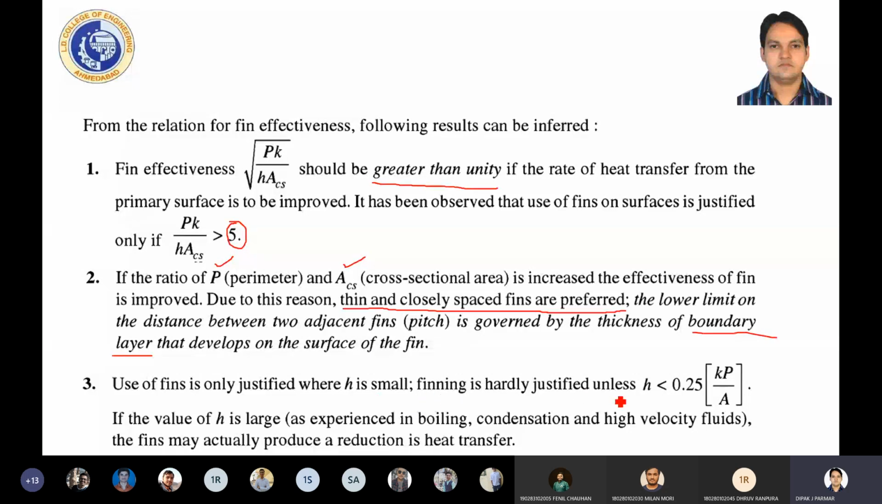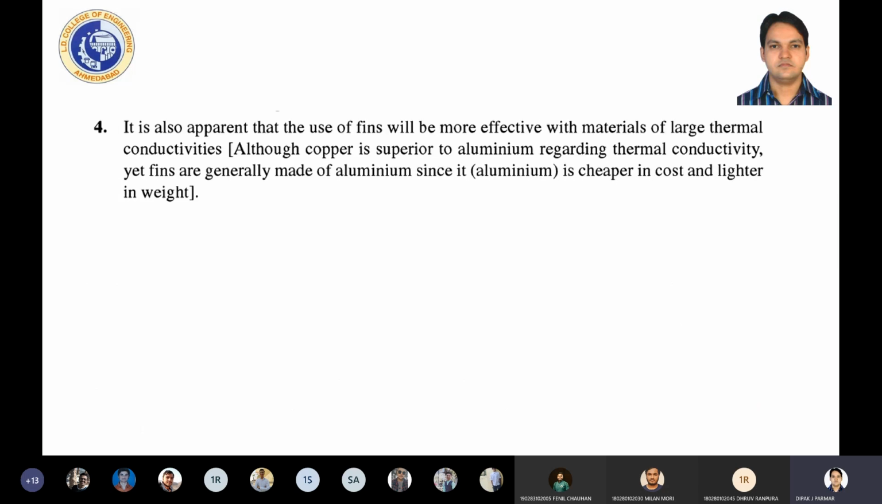Finning is hardly justified unless your h is less than 0.25 times k p over A_c. So you check this value before going for a fin. If the value of h is large, as experienced in boiling, condensation and high velocity fluids, the fins may actually produce a reduction in heat transfer. So when h is less, the fins are justified.